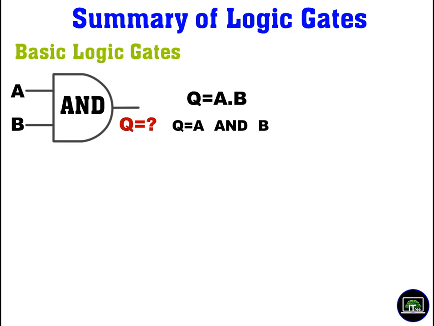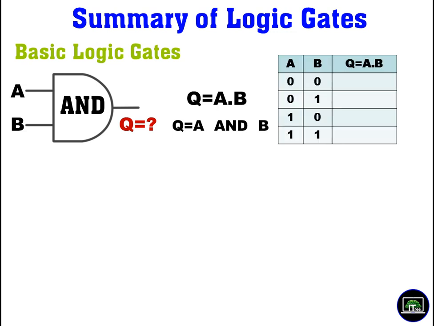Then we can draw a truth table for that. So we have two inputs, A and B. Then we get four different combinations. So A is 0, B is 0, we get 0. A is 0, B is 1, you get 0. A is 1, B is 0, you get 0. A is 1, B is 1, you get 1. This is the first logic gate. You have the standard symbol, you have the Boolean expression, you have the truth table.